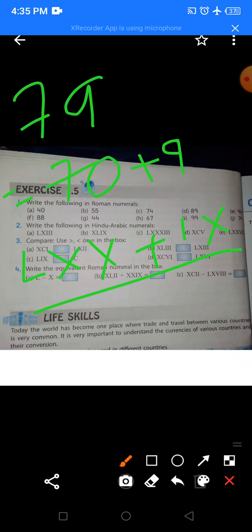What is the next question? The next question is 79. Okay. So how will you write 79? 70 plus 9. How will you write 50? This is 50. And then 2 times 10. So how do you write 9? You will just reduce 1 from 10. And this becomes your 9. Then this is 70. This is 9. So how will you write it together? This is 79. Okay.